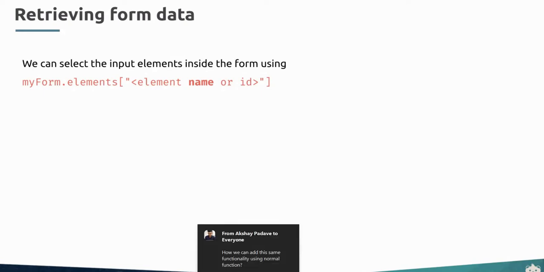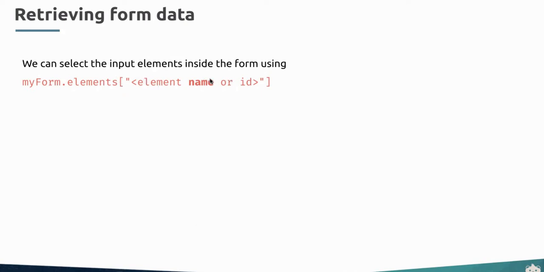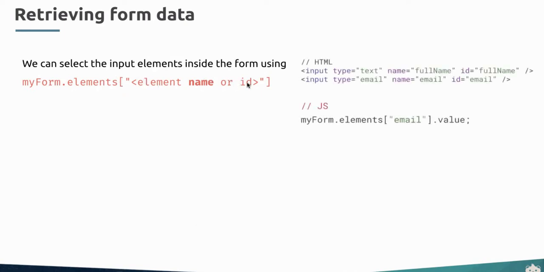So we have this myform.elements, where we pass inside the square brackets the name or ID. For example, in order to get the full name, I would write myform.elements, full name inside quotes, dot value. Here, in this example, we have taken email. So in order to get whatever the user has input in this input field, which has the name attribute of email, we could write myform.elements email.value.